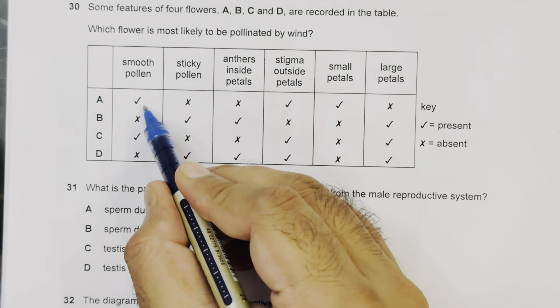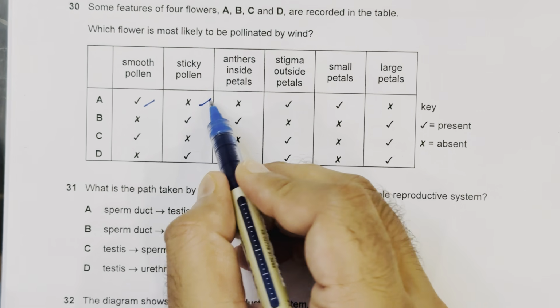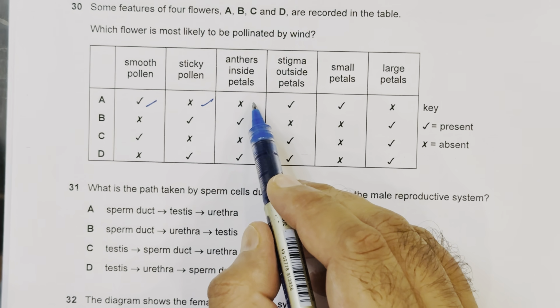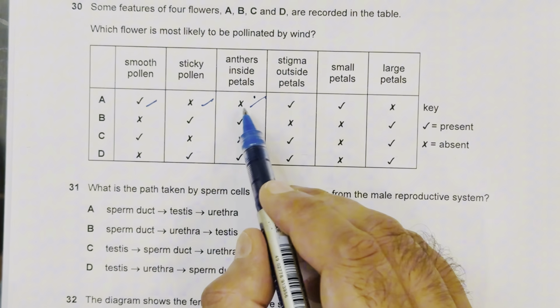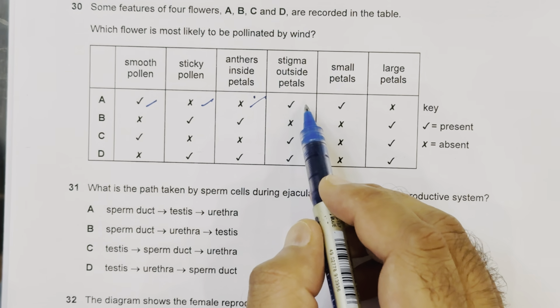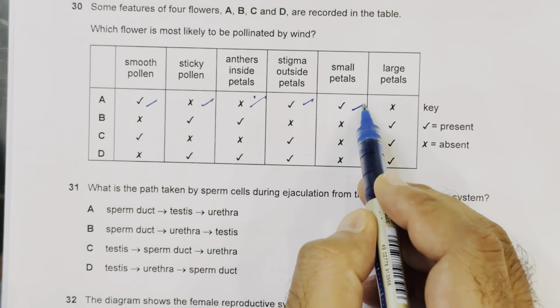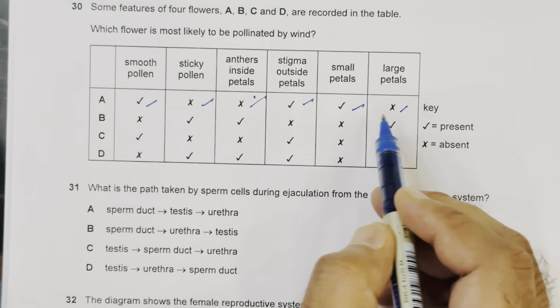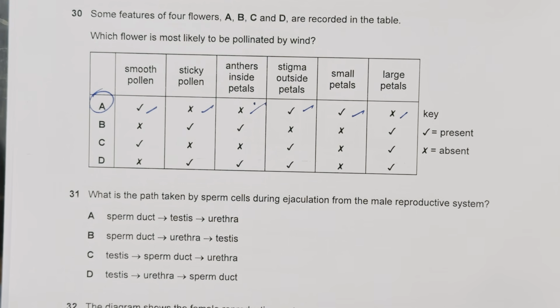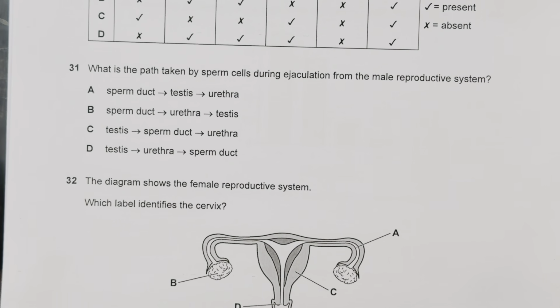Smooth pollen, yes. Sticky pollen, cross, yes, this is the right. And anther inside the petals, yes, this is also the right answer. Stigma outside petals, yes. Small petals, yes. Large petals, cross, yes. All the options in A are carrying the right choices. Moving to question number 31.